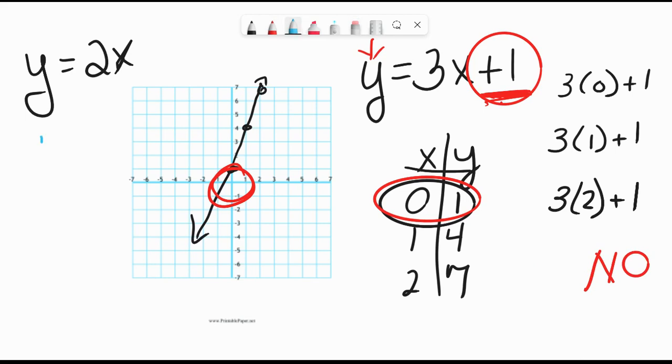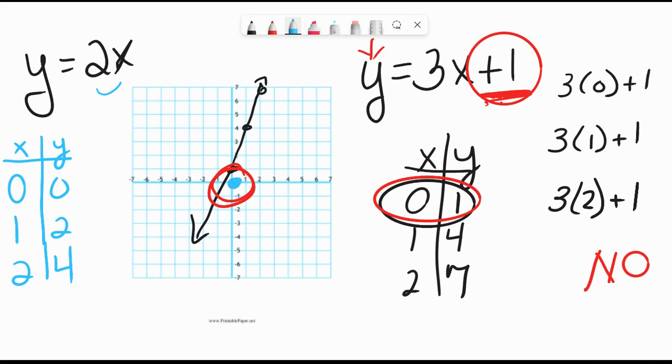Now let's take a look at this one. We'll do it in blue. So y equals 2x. Again, I'm going to do the same thing. I'm going to plug in 0. When I plug in 0, 2 times 0 is 0. And when I plug in 1, 2 times 1 is 2. And when I plug in 2, 2 times 2 is 4. So I'm going to plot those points: 0, 0, 1, 2, and 2, 4. I'm going to graph that. It looks like this.